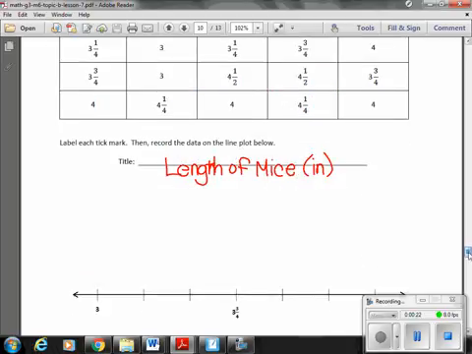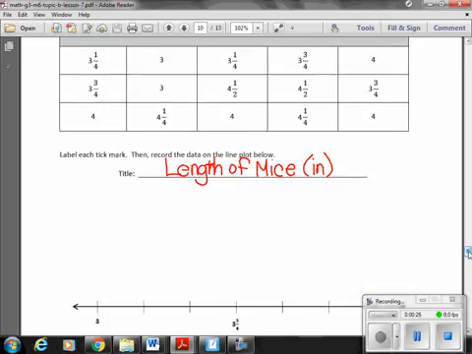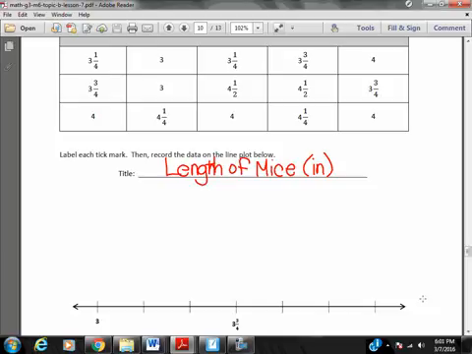And so when I go down to make my line plot, I'm going to start with the title of the length of mice in inches. So I can see that some of the numbers are already on my line plot, and it is my job to fill it in. Now I know that I have to put the numbers in order, and when I know what comes next, if I'm counting by fourths, if I start with 3, I know that 3 1/4 inches is the next largest. And why?